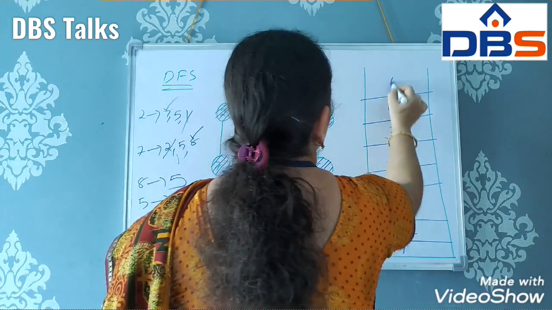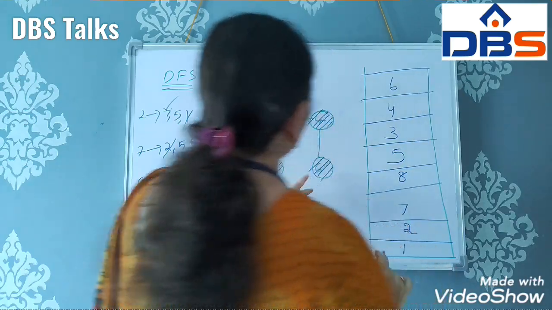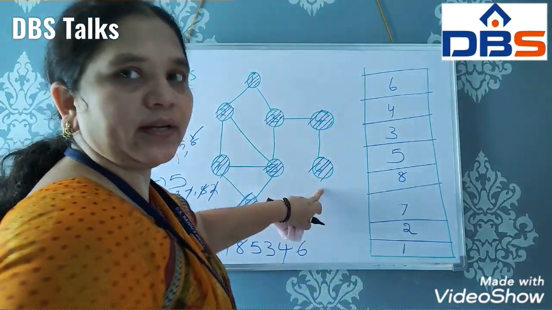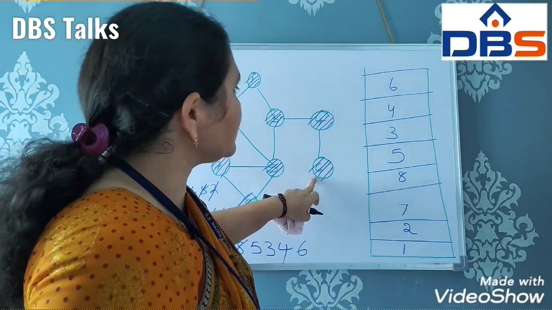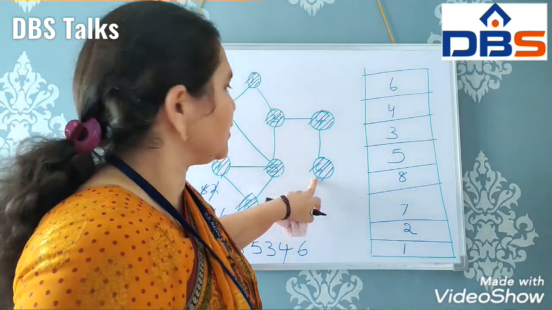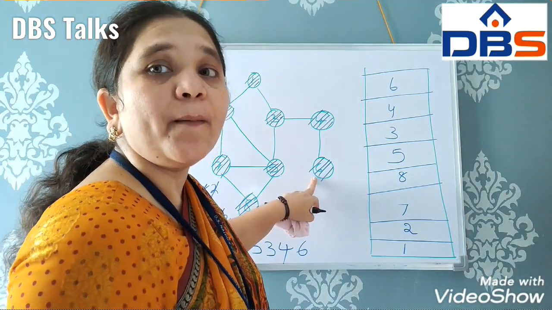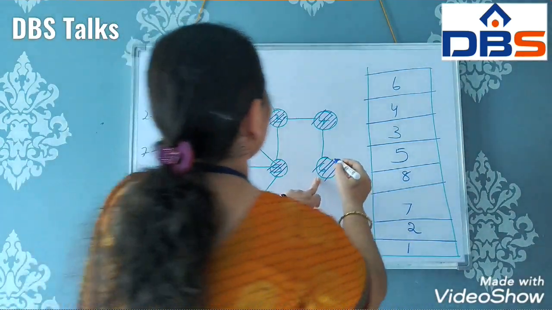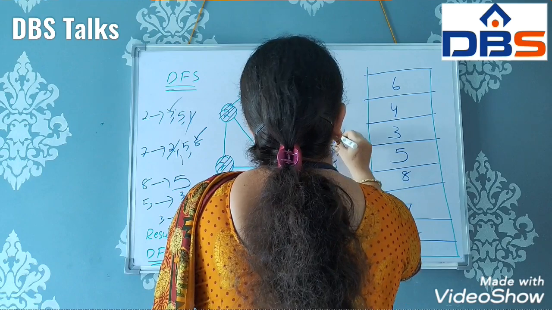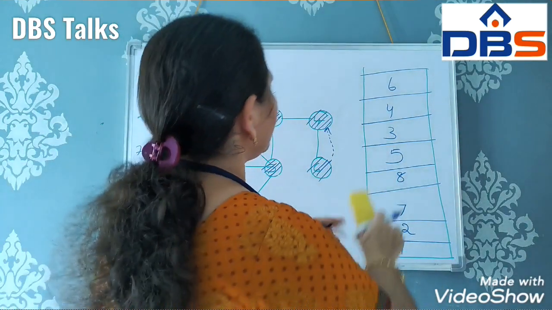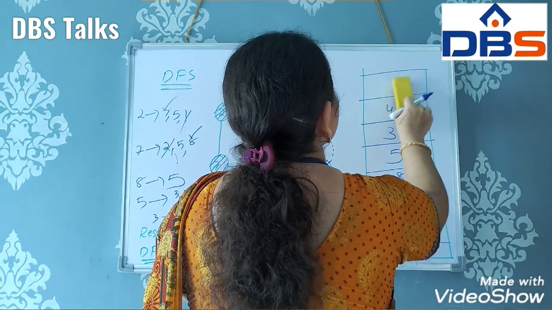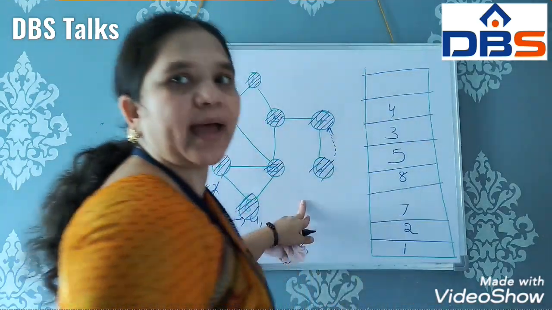Visited. 4 is also visited. So there are no other adjacent vertices. 4 is also visited, but here 6 has no adjacent vertices. So what do we have to do? We need to go backtracking. From where? From 4. While backtracking, what do we have to do? We need to pop 6 from the top of the stack.